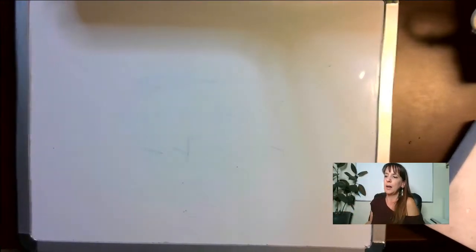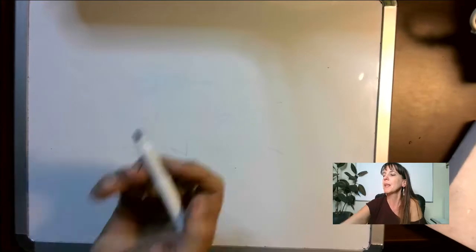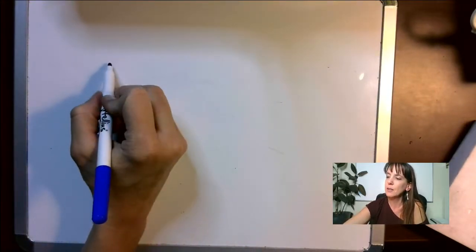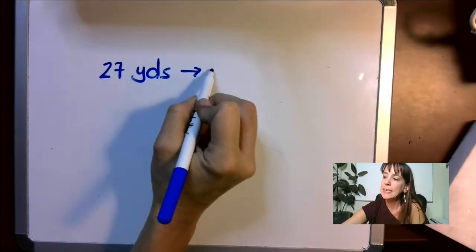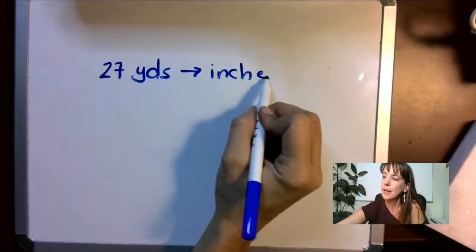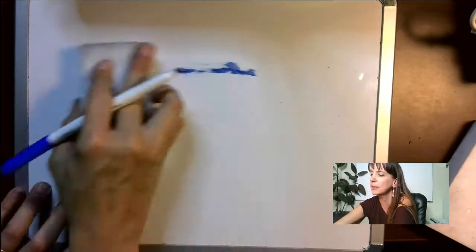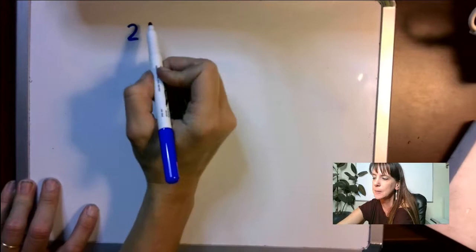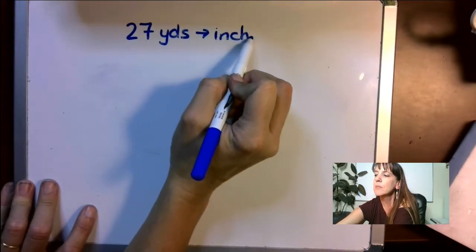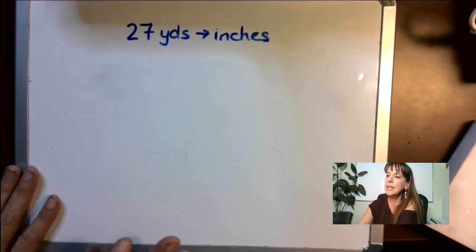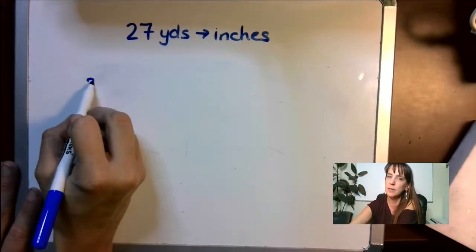For example, let's see, I gotta think, I hate making problems up on my own. Let's say I do 27 yards, and I want to convert that into inches. Okay, 27, I take up the whole book. All right, 27 yards, let me make sure that's in there. 27 yards to inches. Here's how you do this, okay? You take 27 yards, we're gonna write that over here.